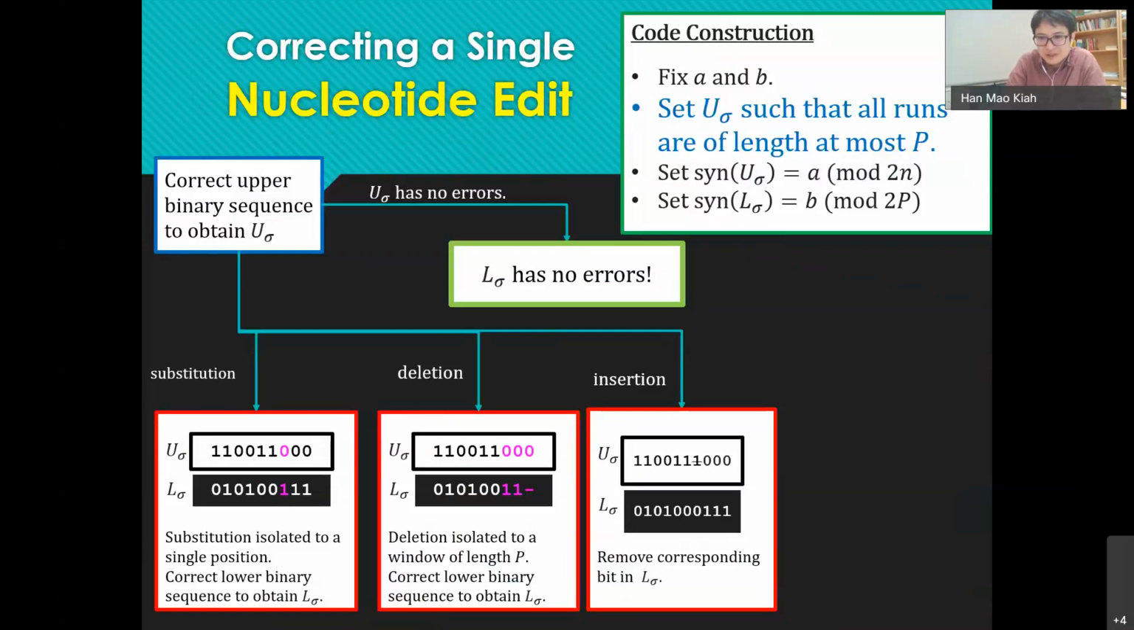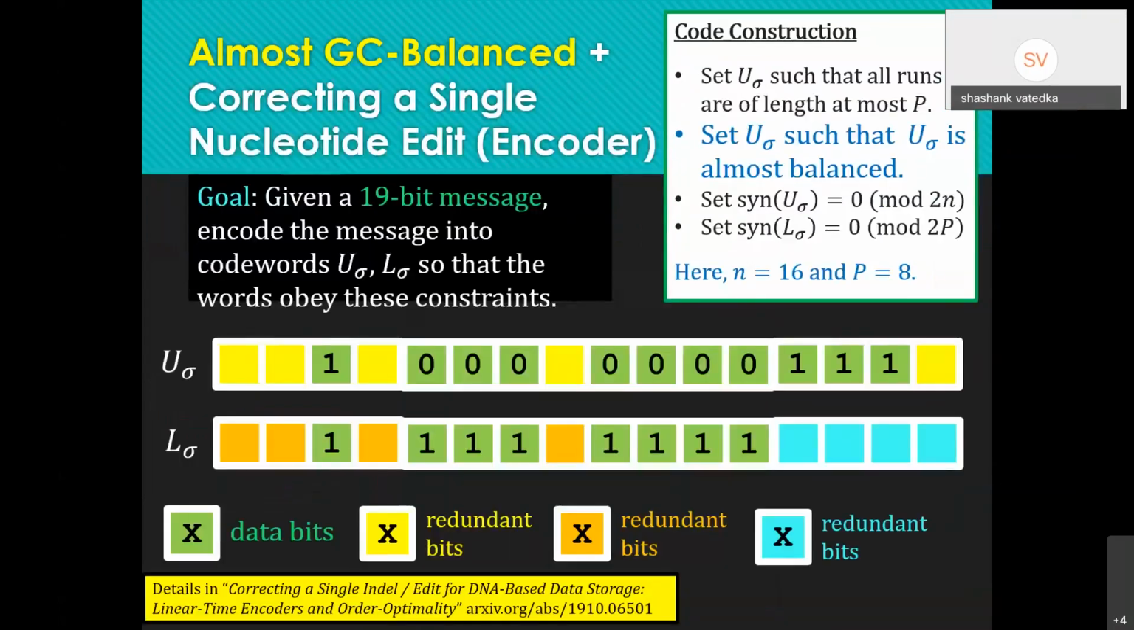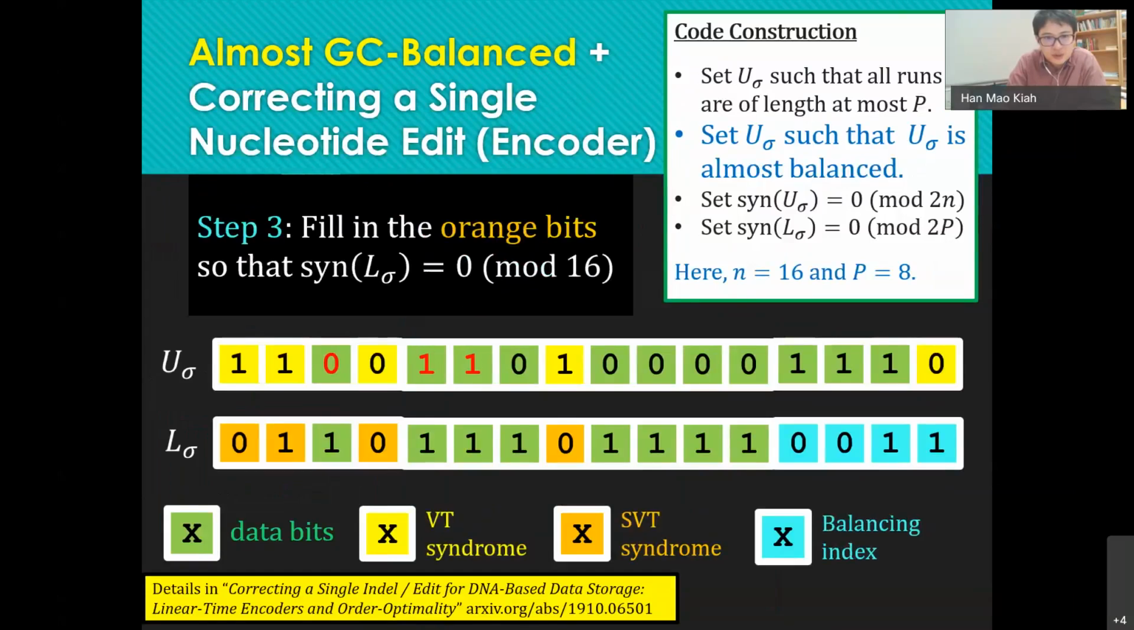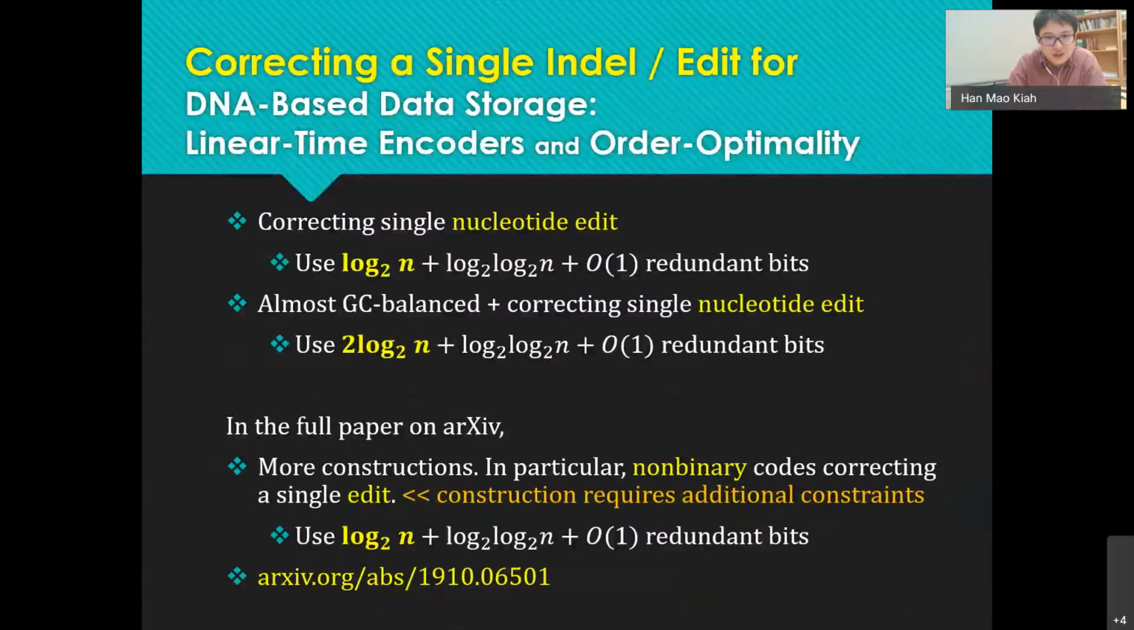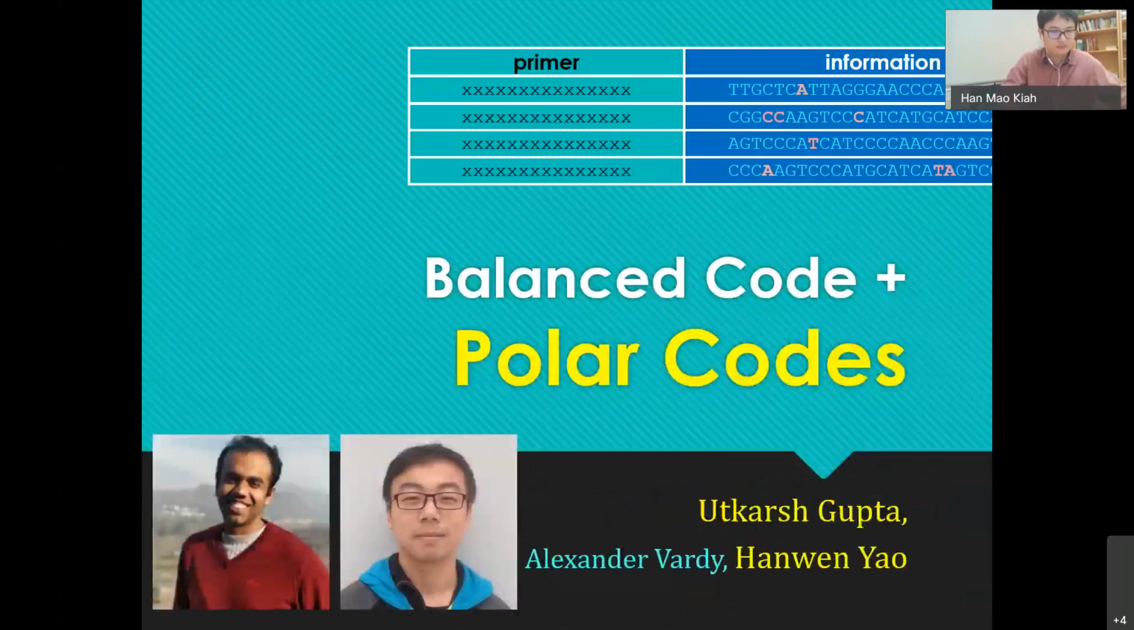Does this make sense? Okay, cool. All right. So next, let's move on to our last part of our talk. Oh yes, I'm making good time.